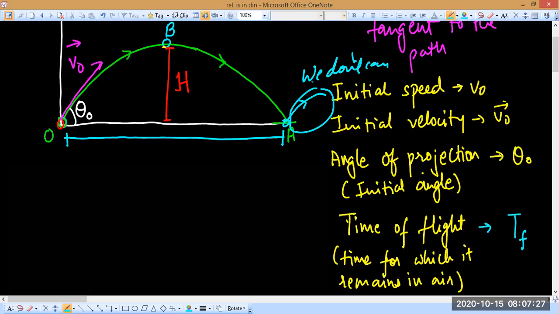Okay, why we don't care? Because there is a lot of complication involved to understand what happens over there.